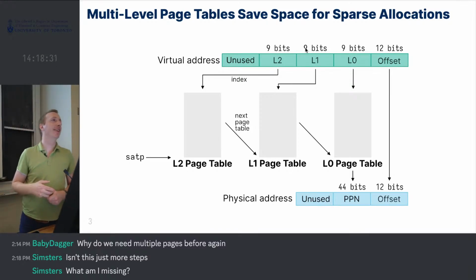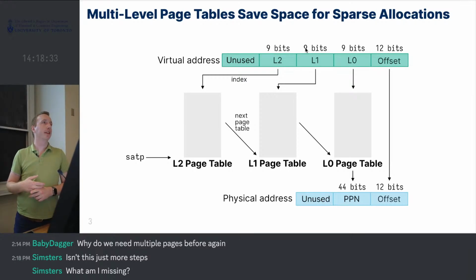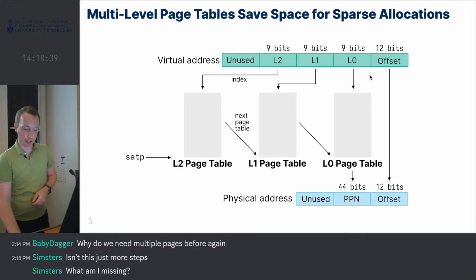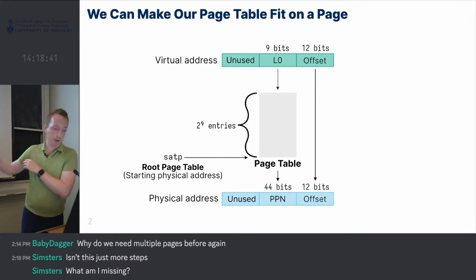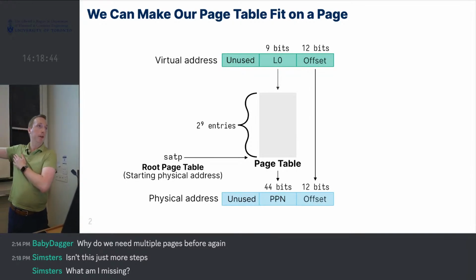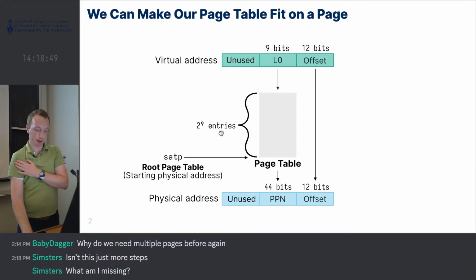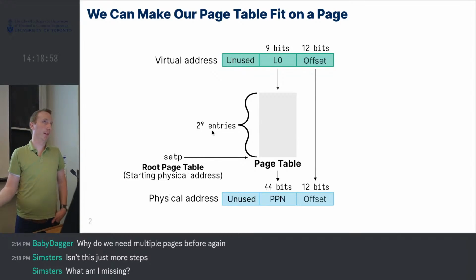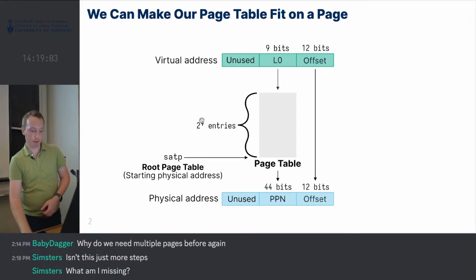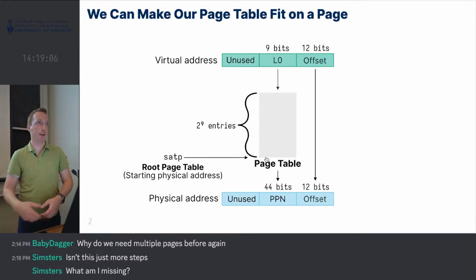Yeah. Could you explain why the L0 is 9 bits for 2 to the 9 entries? So all these are going to be 2 to the 9 because we want to make our page table fit on a page. So why there's 2 to the 9 entries is because the number of entries times the size of the page table entry needs to equal our page size. So our page size is 2 to the 12, and our page table entry is 8 bytes, or 2 to the power of 3.